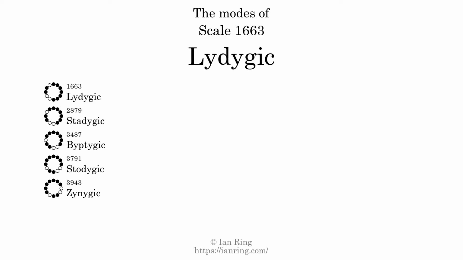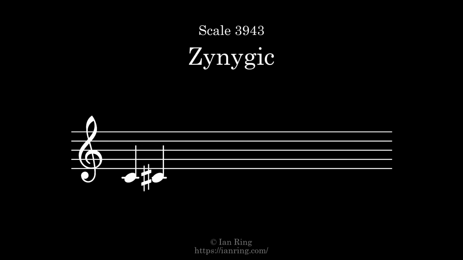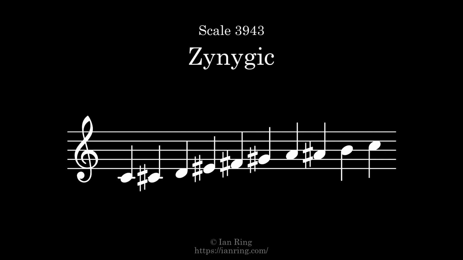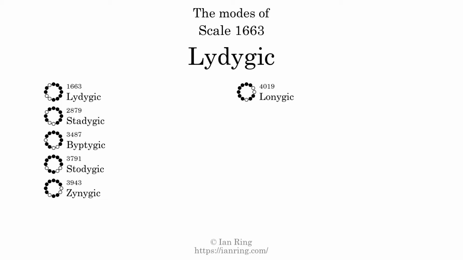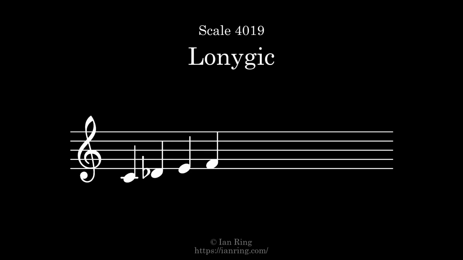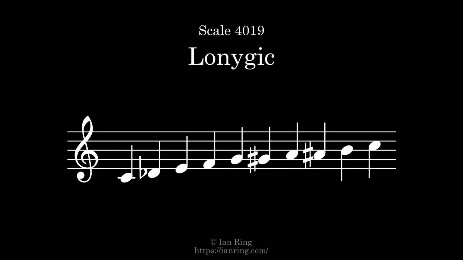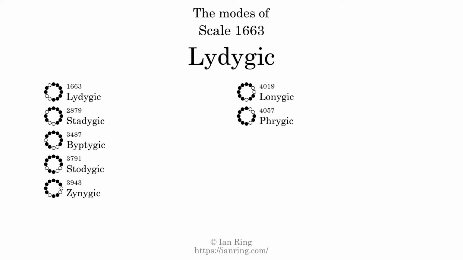The fifth mode is scale 3943, also known as Lydygic. It sounds like this. The sixth mode is scale 4019, also known as Lydygic. It sounds like this. The seventh mode is scale 4057, also known as Lydygic. It sounds like this.